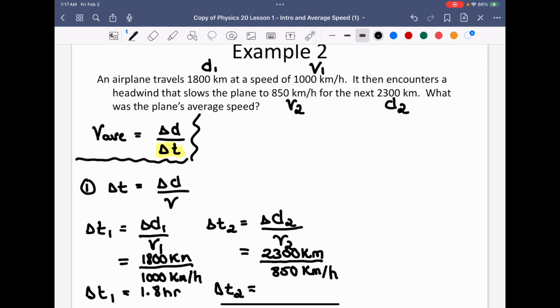2.7058. Now, I'm holding on to as many decimals as possible just to make sure my final answer is as accurate as possible.